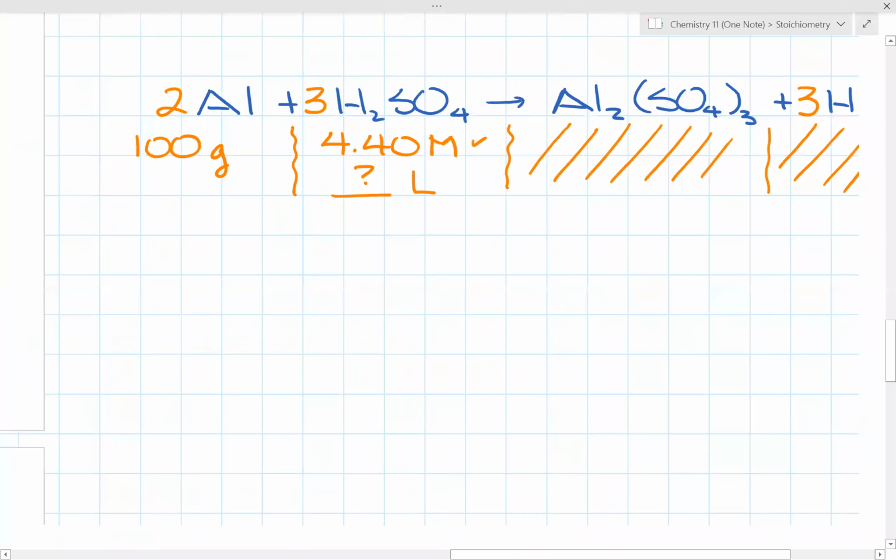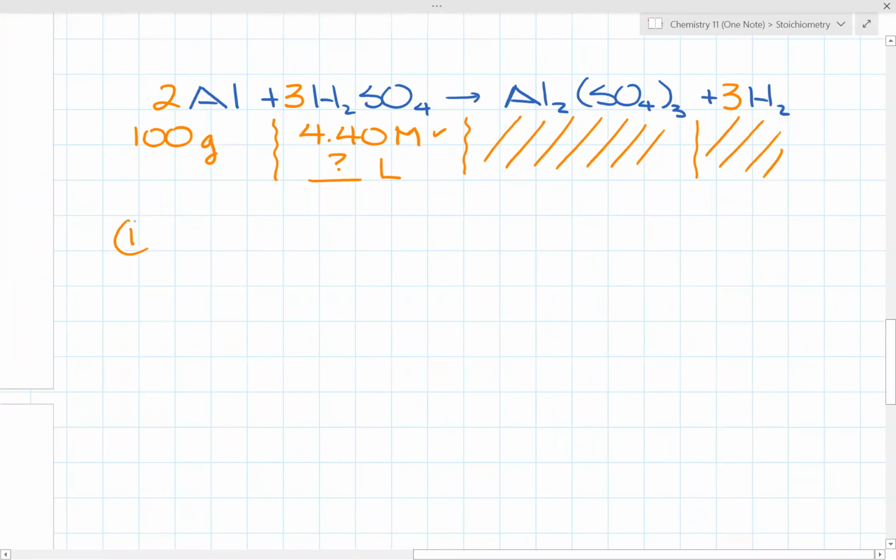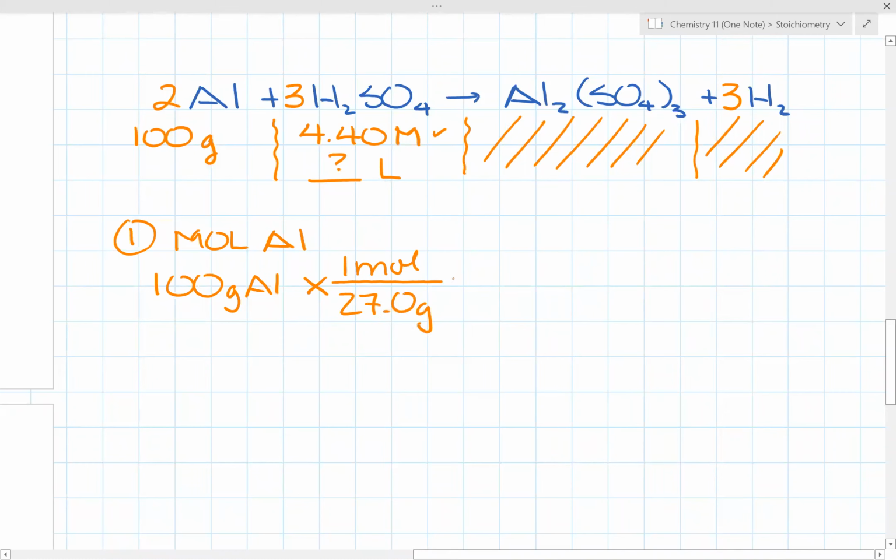So in this case, first step, find moles of aluminum. So you have 100 grams of aluminum times 1 mole over 27.0 grams of aluminum. So you have 100 divided by 27. So that gives me 3.7037 moles of aluminum. First step.